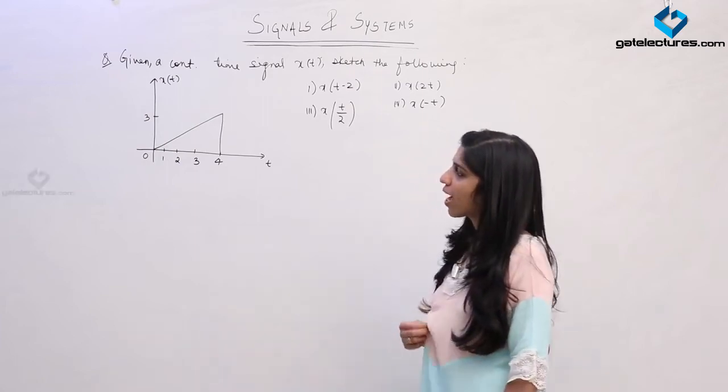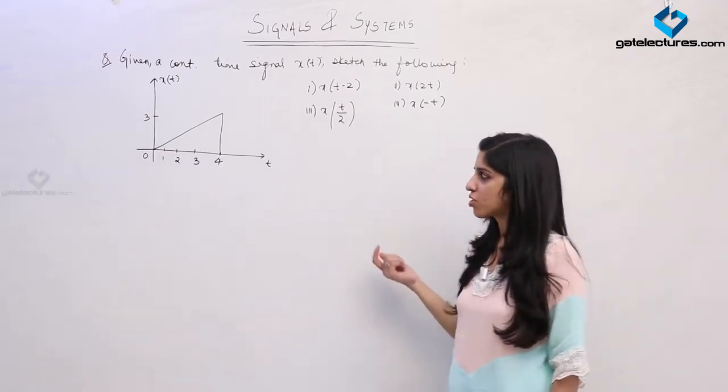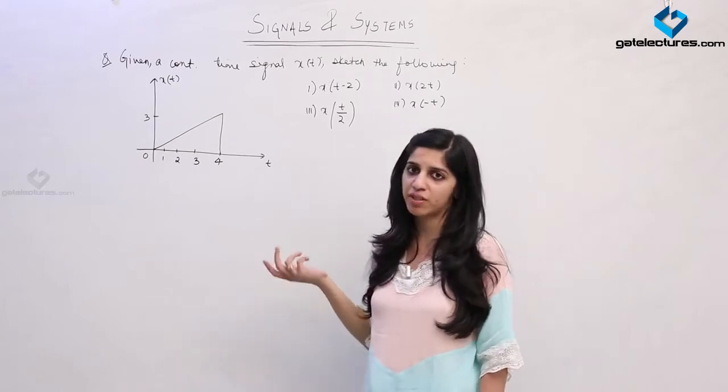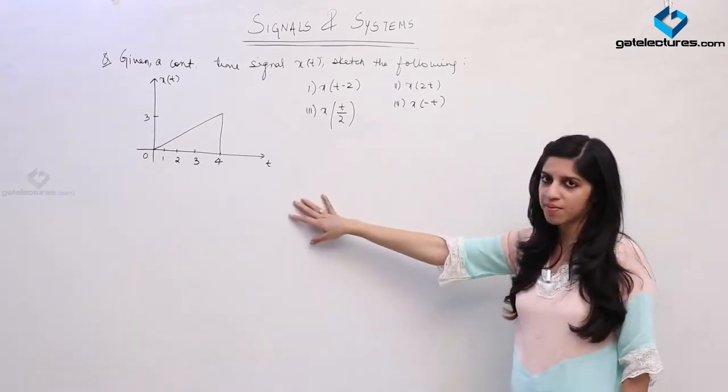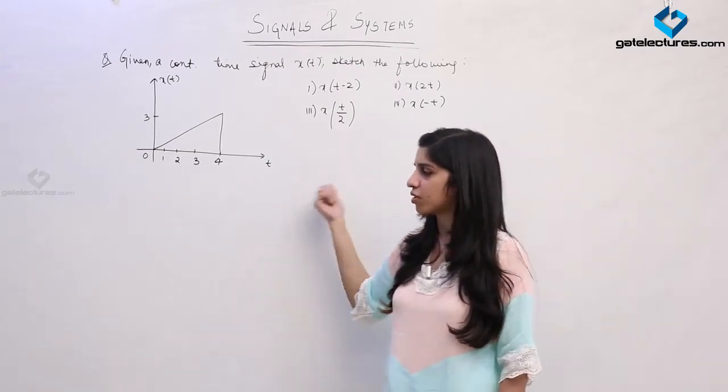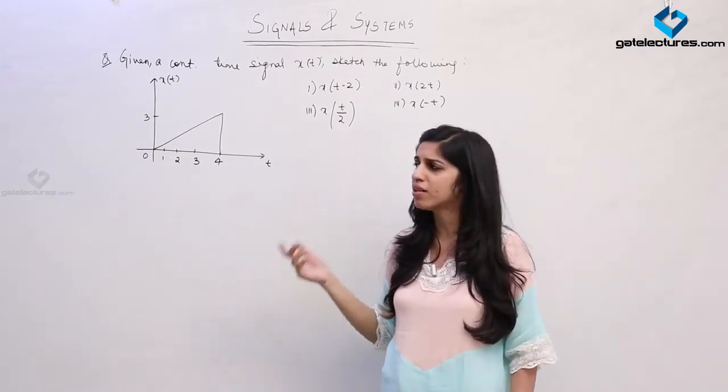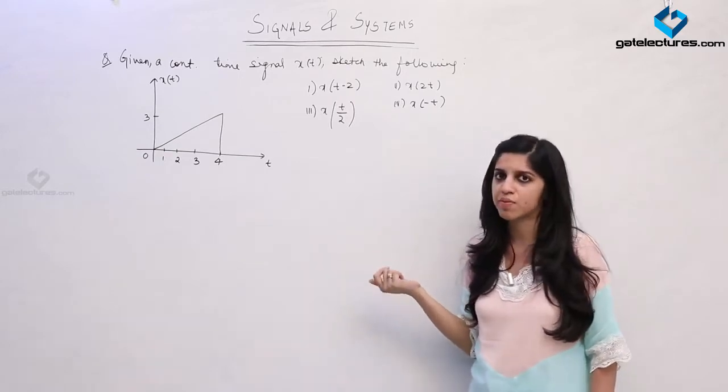Okay, so now we are going to look at some questions based on operations on signals: time scaling, time shifting, time reversal. So here's a question. They've given you a continuous time signal. Firstly, we are going to look at a question on a continuous time signal. Then next we are going to look at a similar model of question for a discrete time signal also.